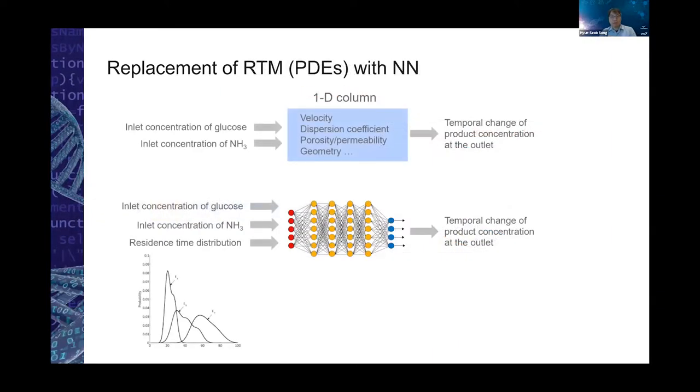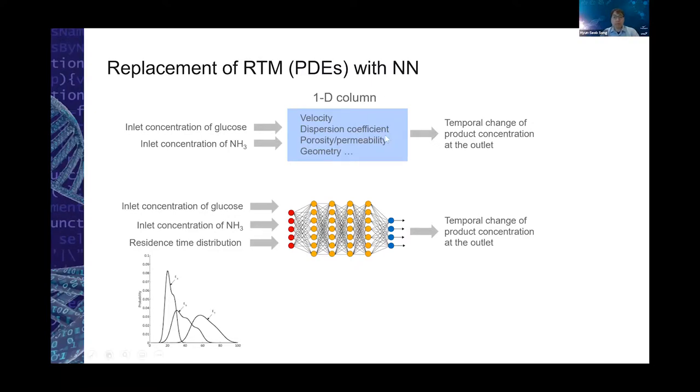And now, second idea: whether we can replace the reactive transport model itself, whether we can replace partial differential equations with a neural network model. For this, I need to specify what I'm going to predict using the neural network model. The target variable I'm going to predict is the concentration change in time at the outlet. So, the temporal change of a product concentration at the outlet. This is the target variable I want to predict using the neural network model. To determine this temporal change of a product concentration at the outlet, there are several variables we need to specify.